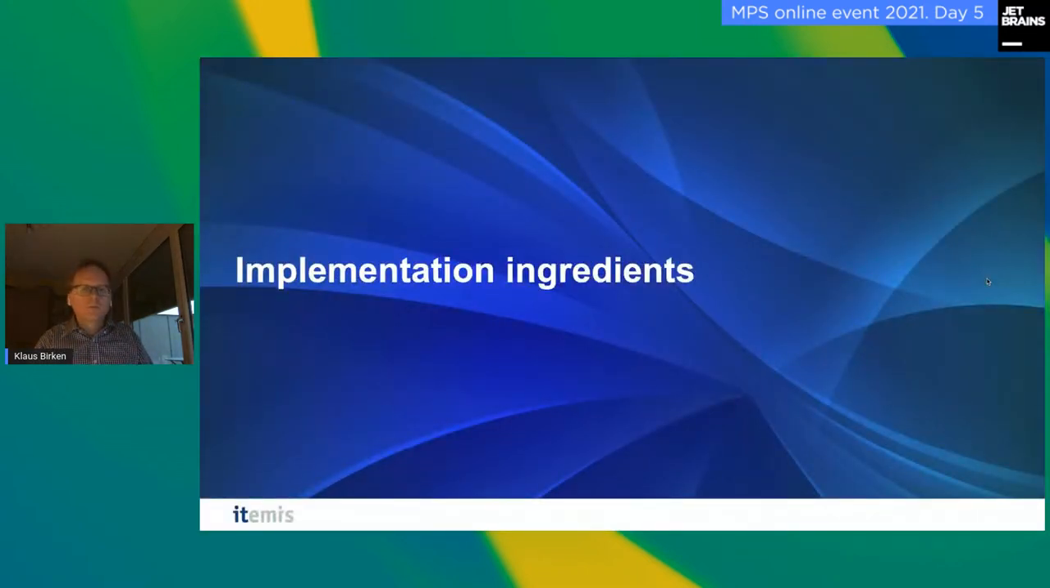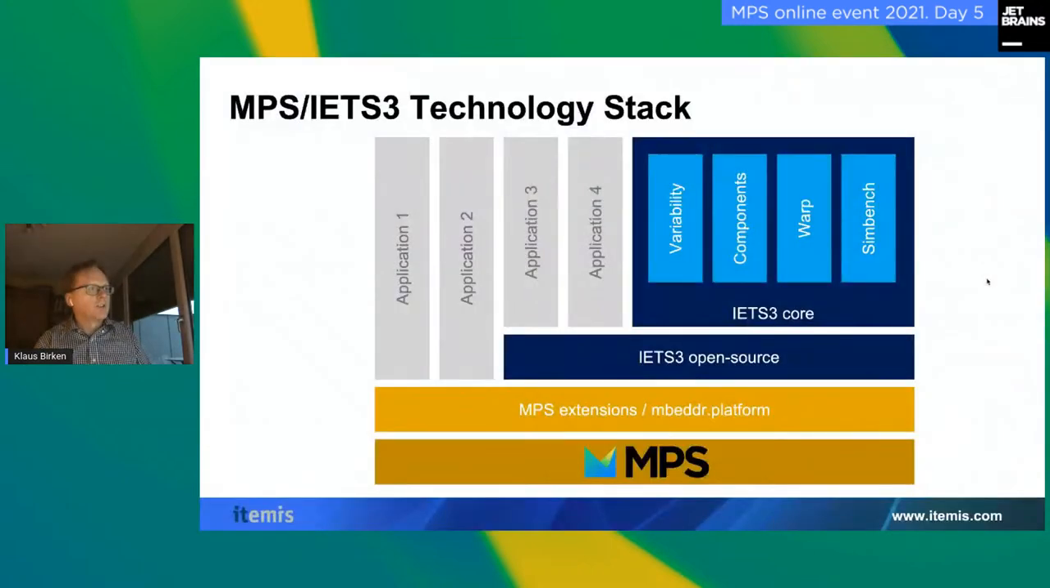Okay, now a couple of details about the implementation. First of all, let's zoom out. This is the technology stack we are using here. On the very bottom, obviously MPS, and then we have the usual extensions and embedded platform. On top of this, we are using IETS3 open source, especially the base kernel F part, together with the interpreter and the expression language. And then on top of this, we have IETS3 core, which has a couple of subcomponents which we are using here. One is variability, one is components, component language, then the warp simulator, and the Simbench tooling itself.